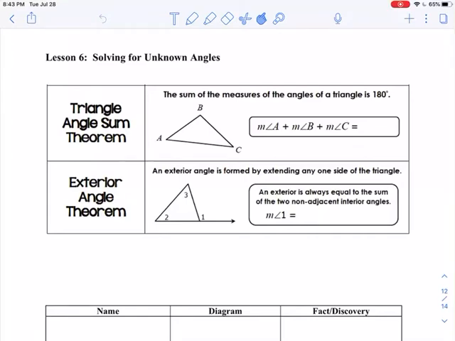Hi GOR, this is Unit 1, Lesson 6, Solving for Unknown Angles.